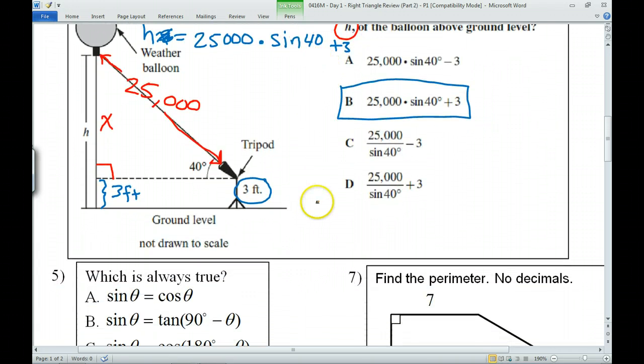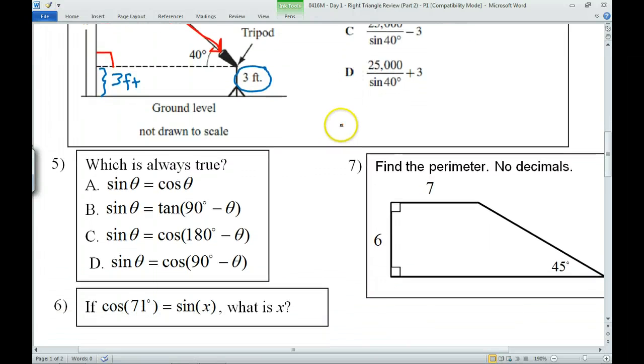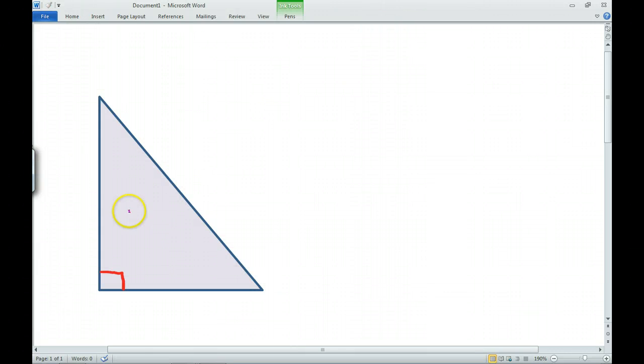Okay, let's go on to number 5. Okay, this problem involves a pattern that we memorized a long time ago, but you might have forgotten. Here's a right triangle. Remember that in a right triangle, these two acute angles are going to be complementary. No matter what, they have to add up to 90 degrees. Now, here's one that we've memorized. If this one is 30 degrees, what's this angle going to be over here? Well, that's going to be 60 degrees. They add up to 90.